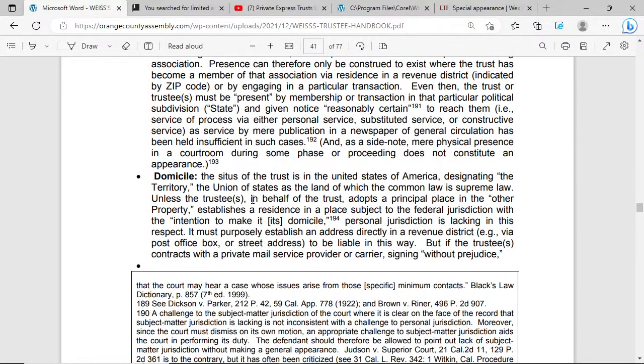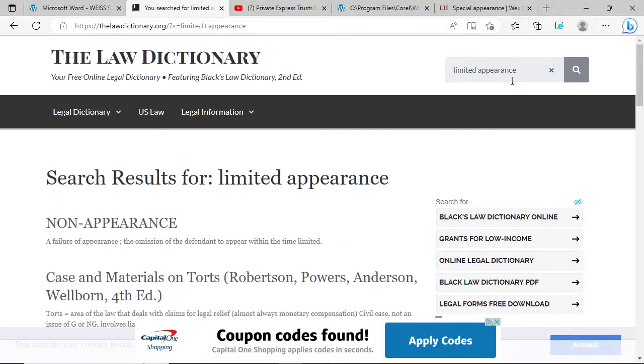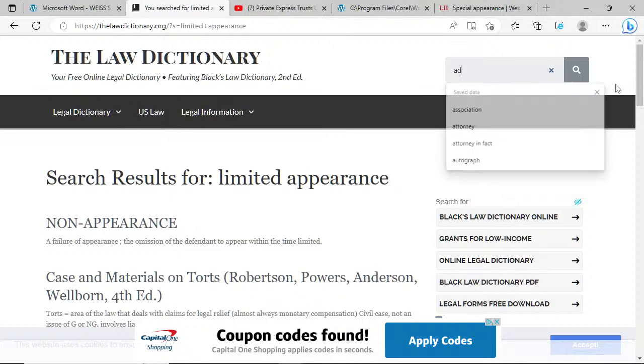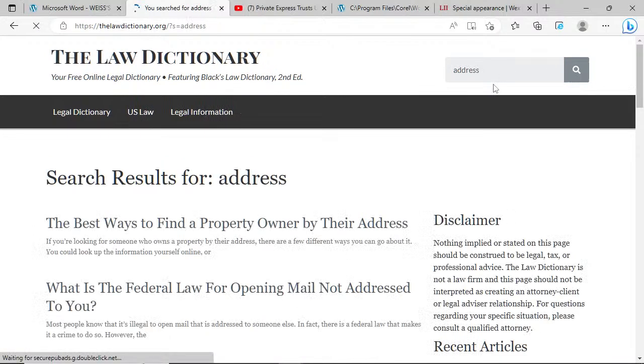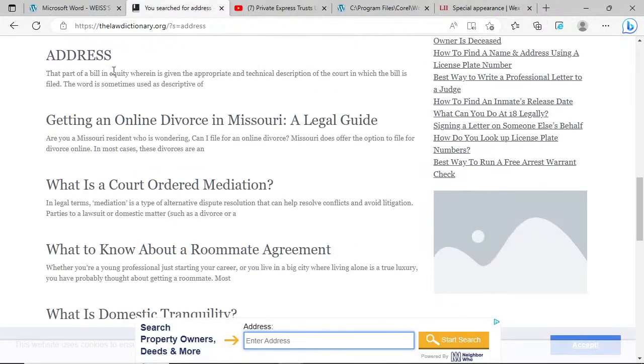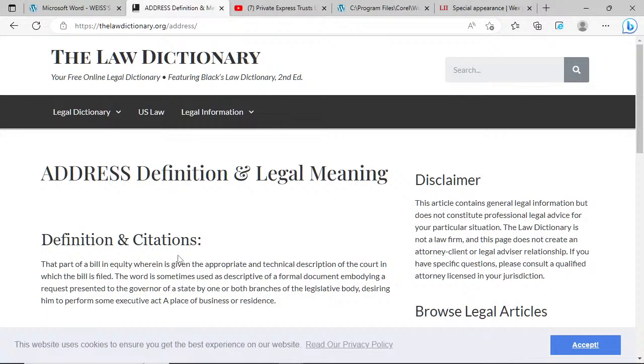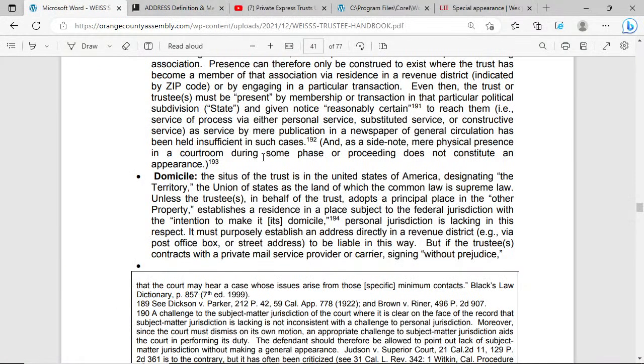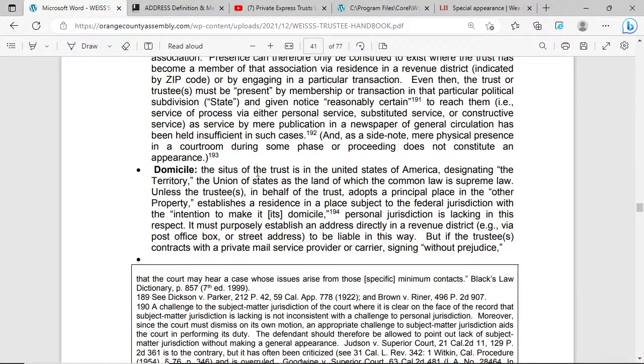Basically saying, shouldn't use a zip code. What was the word I wanted to look up? Address. Because it doesn't mean what everyone thinks it does, but essentially, it's a very statutory term, especially when we're talking about permanent address. A place of business or residence. Mailing address is a lot different from permanent address, as you see on some governmental forms.